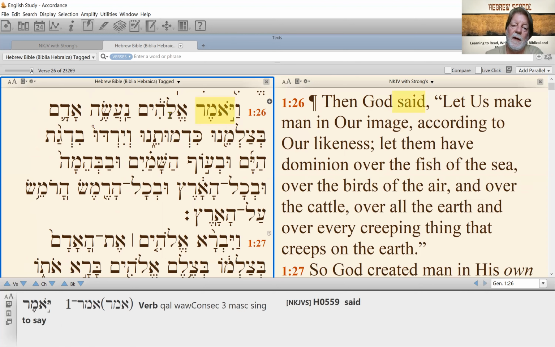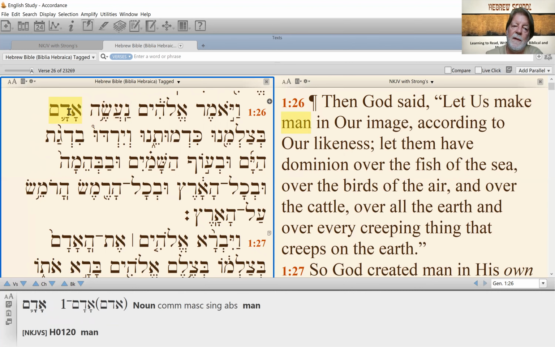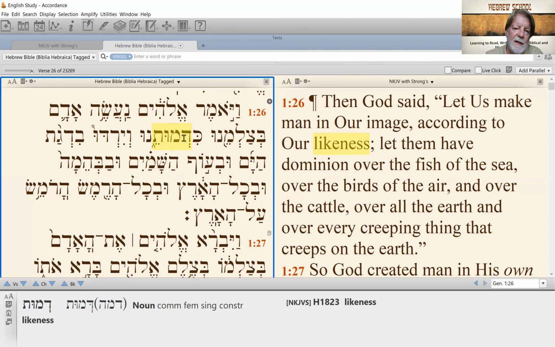Vayomer, and God said, Elohim, and God said, naaseh. Now, this is interesting. This is a plural form, a third person plural form of the verb to make. So actually what God is saying is, let us make. The three persons of the Trinity. Let us make Adam, a man, a guy made out of dirt, b'tsalmenu. Tselem is the Hebrew word for the image. This new ending is also third person plural, which means our image, in the image of us. Kidmutenu, damut is like the likeness, the similarity. God wants to make people in his image and in his likeness.